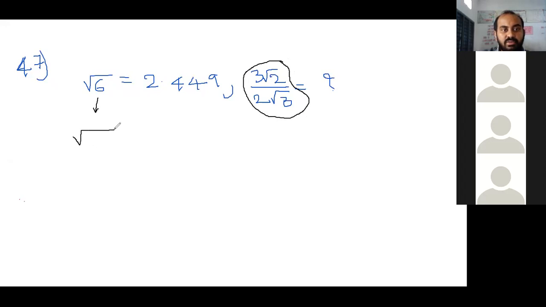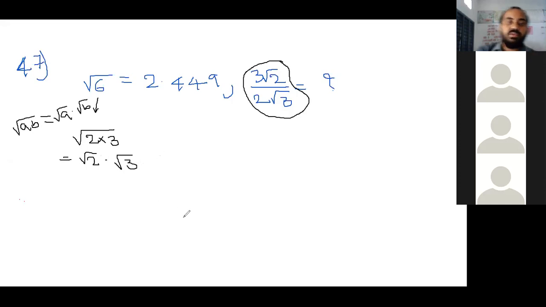Here under root, can I write 6 as 2 into 3? Yes, I can. Now everybody knows that root AB formula is equal to what? If under root of A into B is there, then you can write root A into root B. In the similar way, can I write this as root 2 into root 3? Yes or no? Yes.